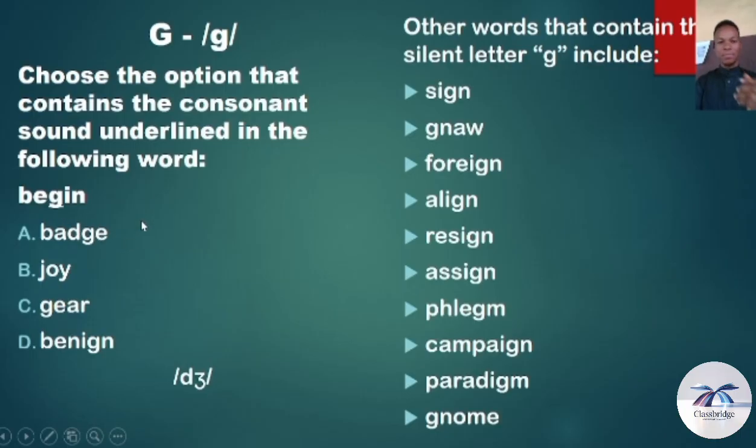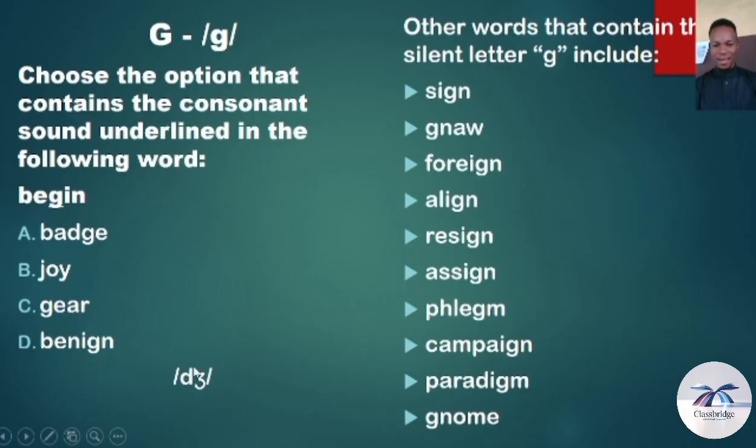Now, which of these words contain the G sound? Pronounce these words and let me see if you will get them correctly. Option A is pronounced as badge. Option B, joy. Option C, gear. And option D, benign. Which of these words contain the G sound? It is definitely option C, which is gear.